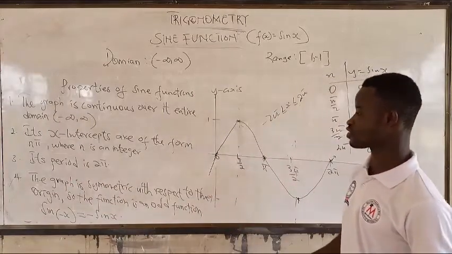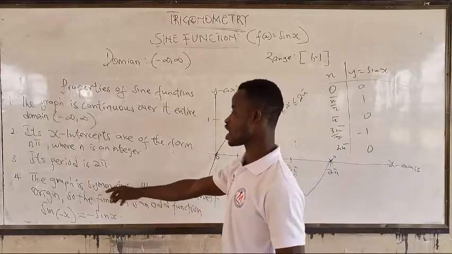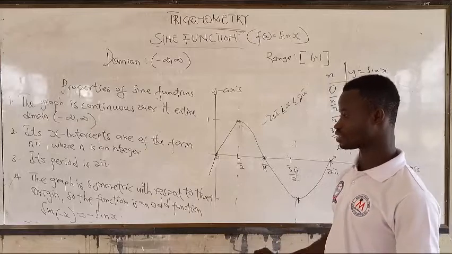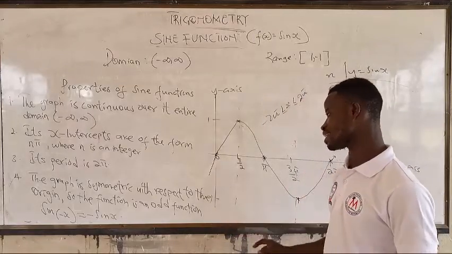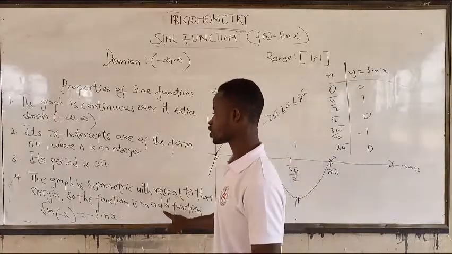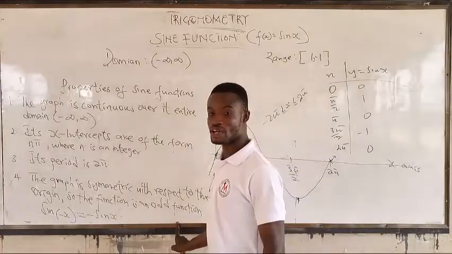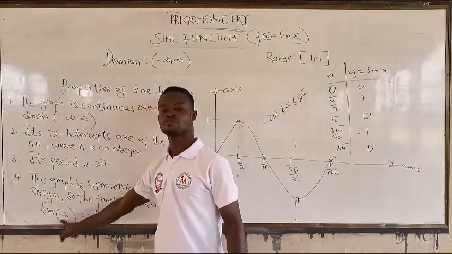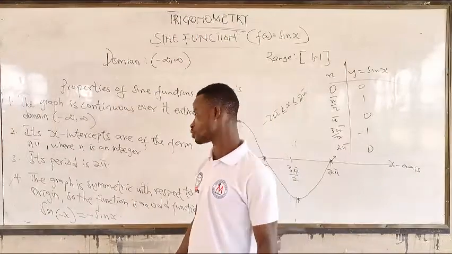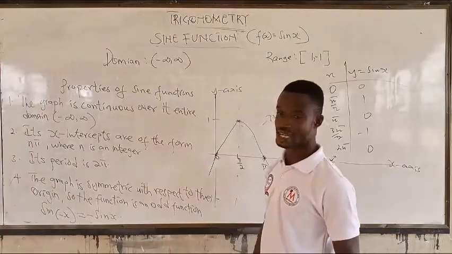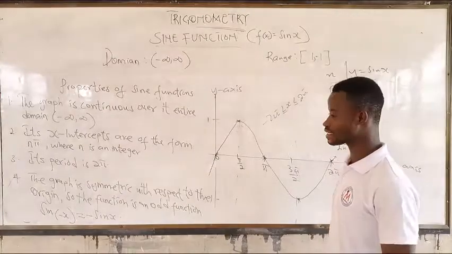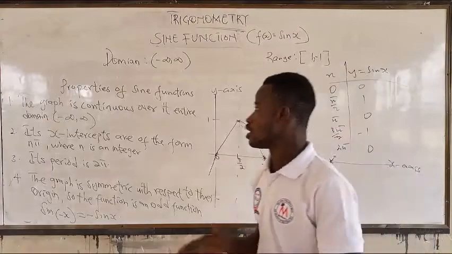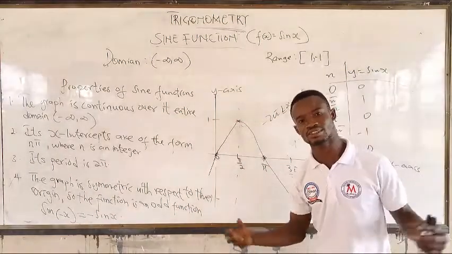Fourth, the graph is symmetric with respect to the origin. So the function is an odd function. When we say the function is an odd function, that means that when you choose an argument which is a negative angle and you punch it on the calculator, the result is going to give you a negative result. So that is that for the properties. Alright, so let's move on to solve some questions and see what we can do.